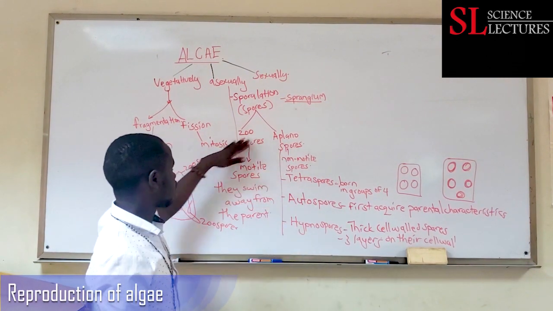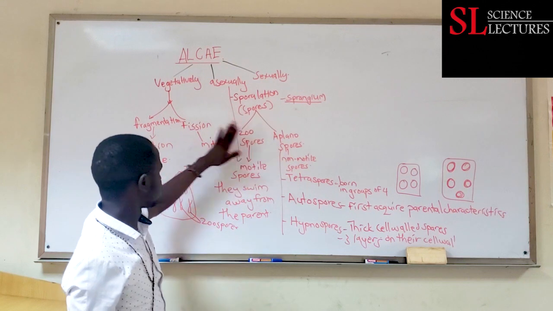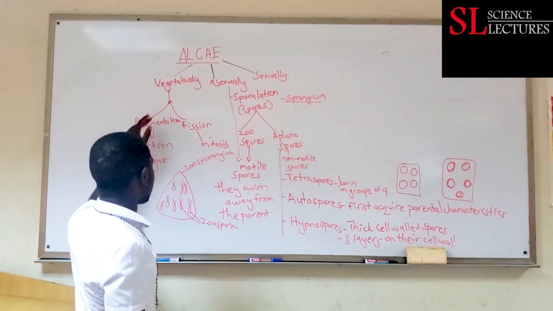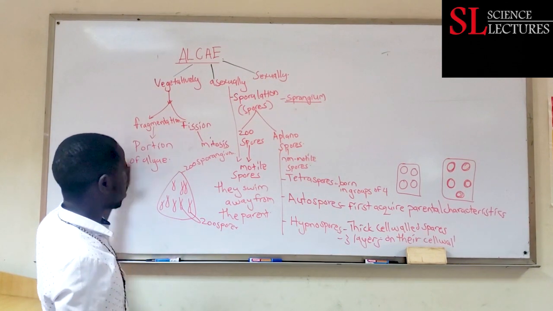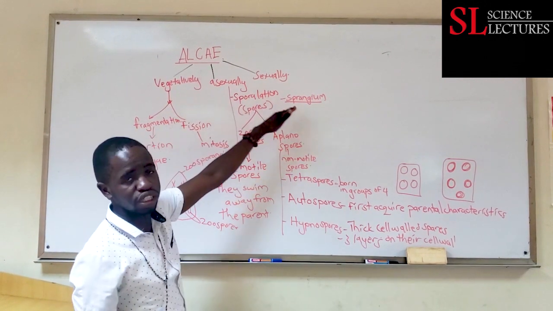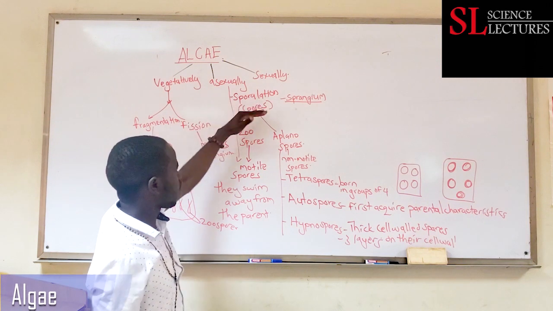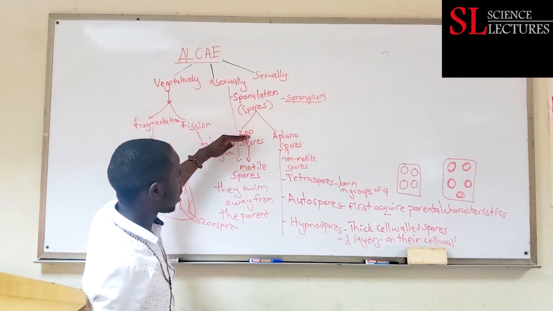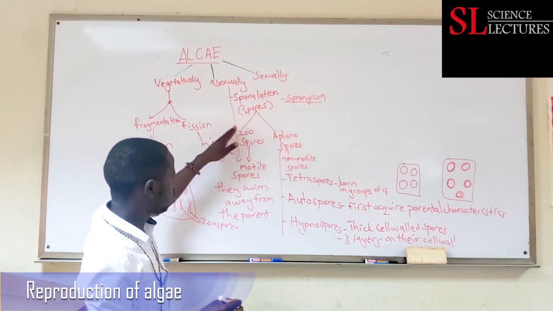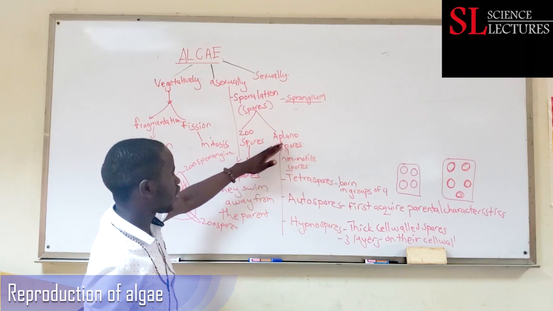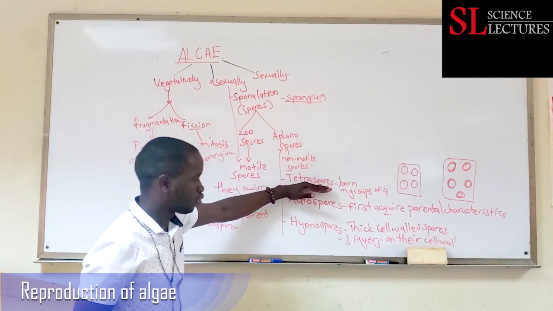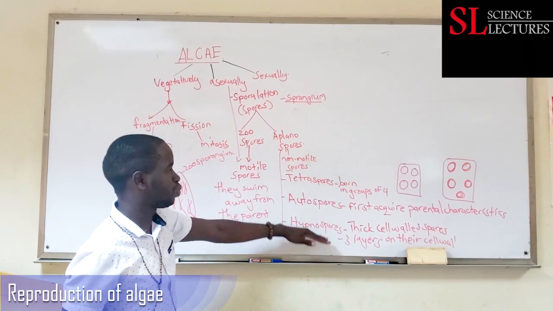Just a recap, algae reproduces vegetatively and asexually. Vegetatively is fragmentation and fission. Under fragmentation, we say just a portion breaks away. Then you have mitosis. Under asexual reproduction, we say it is what they call sporulation, where you have formation of spores. The spores are either motile or non-motile. For the motile ones, they are called zoospores, and the non-motile ones are called the planospores. The planospores are of 3 different types: tetraspores, autospores, and hypnospores.